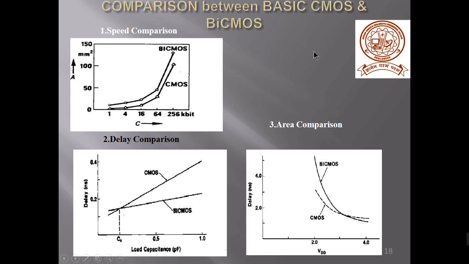Now let us go with the comparison between basic CMOS and BiCMOS transistors in terms of speed, delay and area. As compared to CMOS, BiCMOS has higher speed. Coming to delay, CMOS has high delay while BiCMOS has less delay. Similarly, in terms of area, CMOS requires somewhat higher area, while BiCMOS requires less area. These are the three comparisons in terms of speed, delay and area.